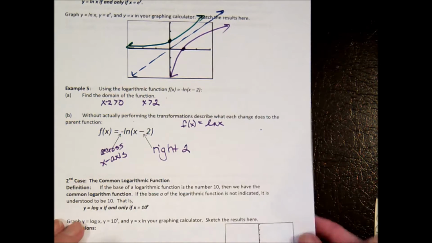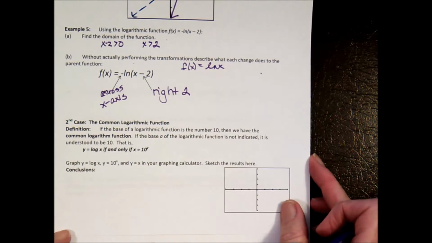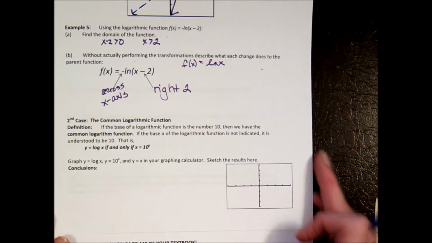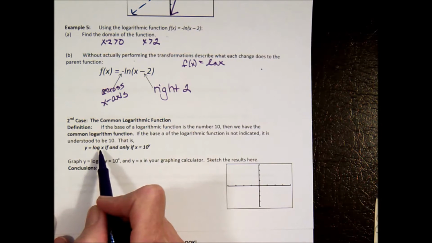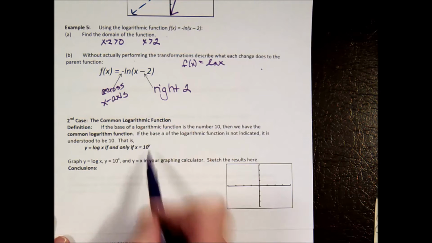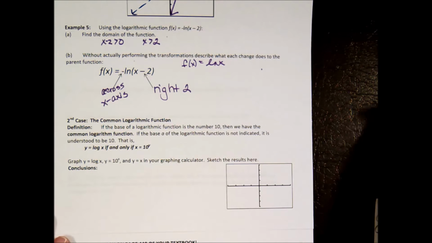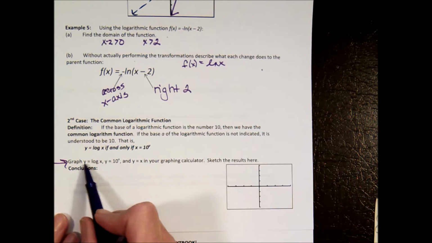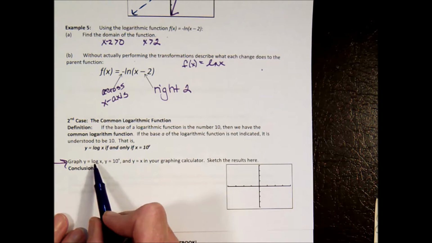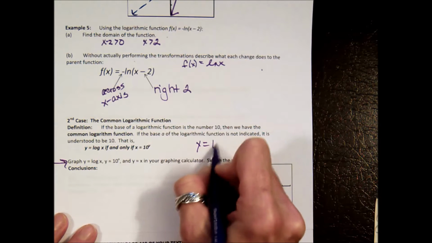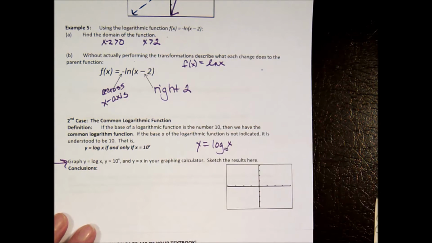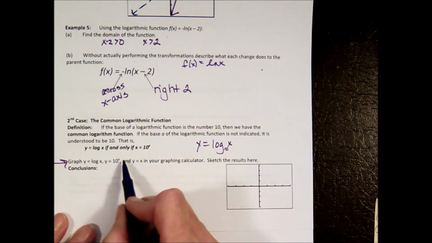Let's look at our second special case, which is the common logarithmic function, and that is when the base is 10. y equals log of x if and only if x is equal to 10 to the y. So in your graphing calculator, we're going to do this one more time. We're going to graph y equals log of x. So in other words, if you have y equals log of x and there's no base shown, it's implied that it is a 10 unless otherwise stated. And then graph y equals 10 to the x and y equals x.